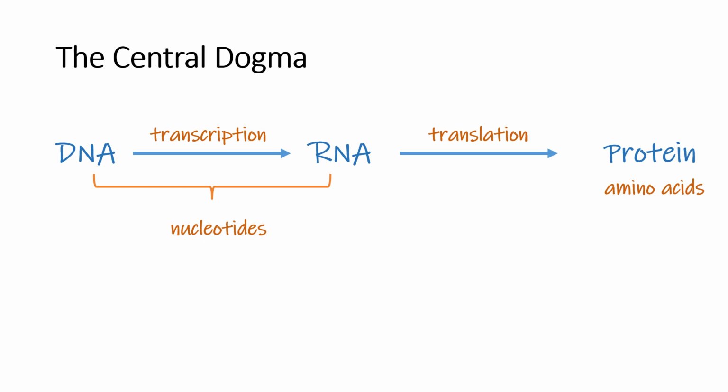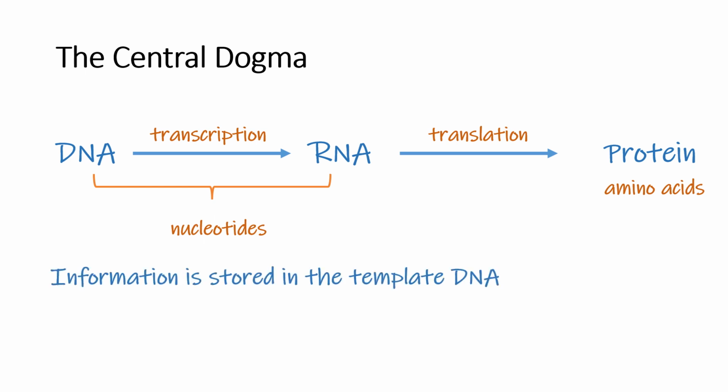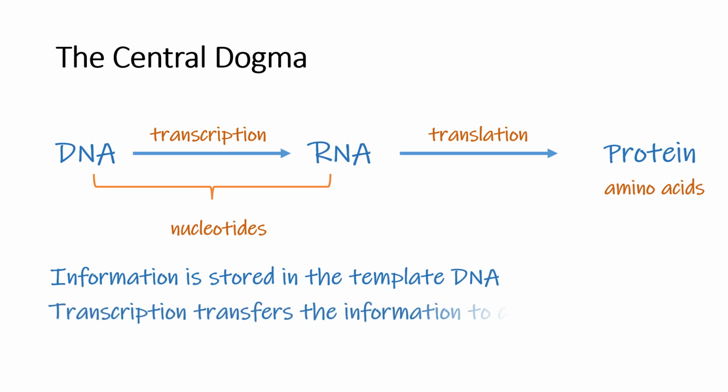According to the central dogma of molecular biology, genetic information is stored in the template DNA. Transcription transfers this information to the complementary mRNA molecule. In translation, the information in mRNA is used to make proteins.